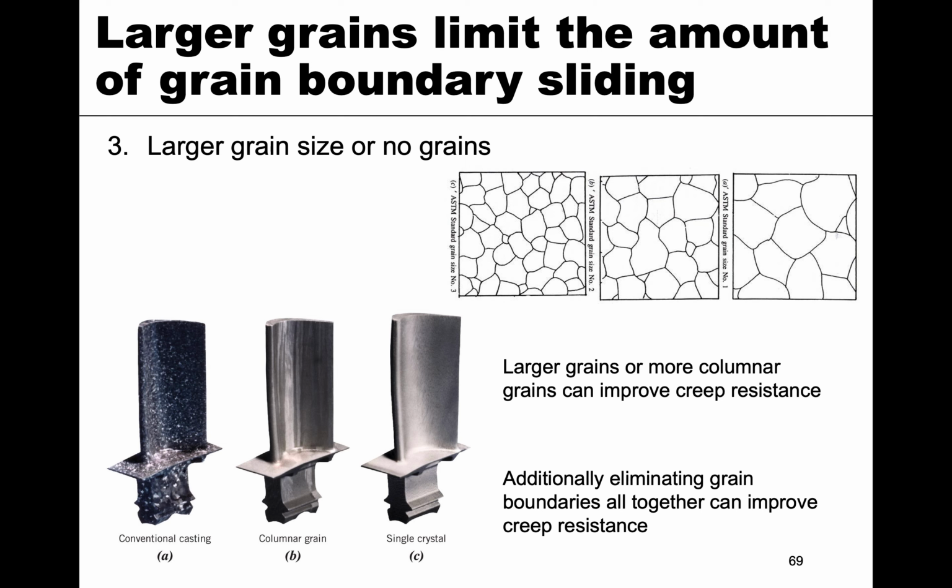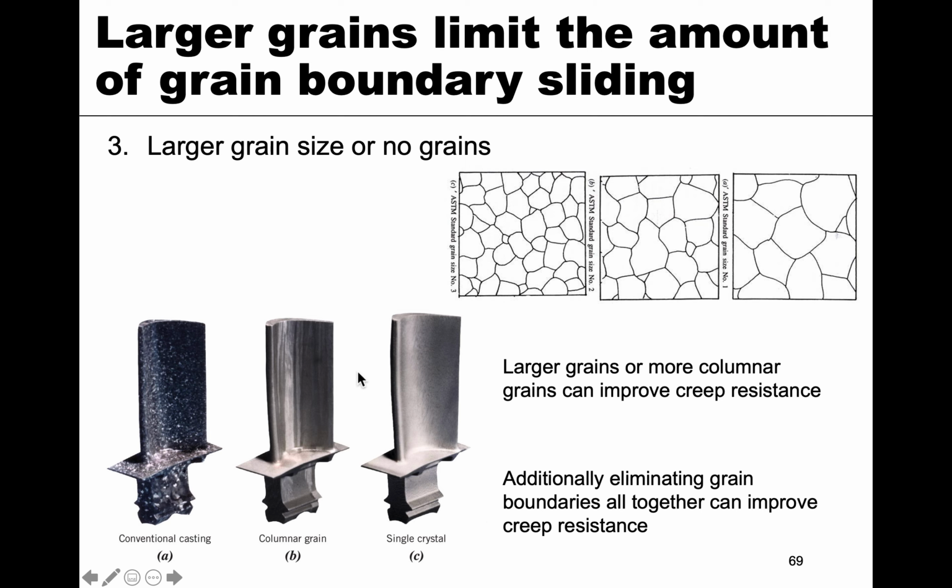So we eliminate those grains or make them larger, or sometimes change the shape, making them more columnar. So think of a column, where they're oriented in a certain direction, which is what you have here. This shows the traditional conventional casting, and you can see all these little spots. Those are small grains. This is columnar, where you can see very few grains, but they're all arranged on the vertical axis. And then here's a single crystal of that.